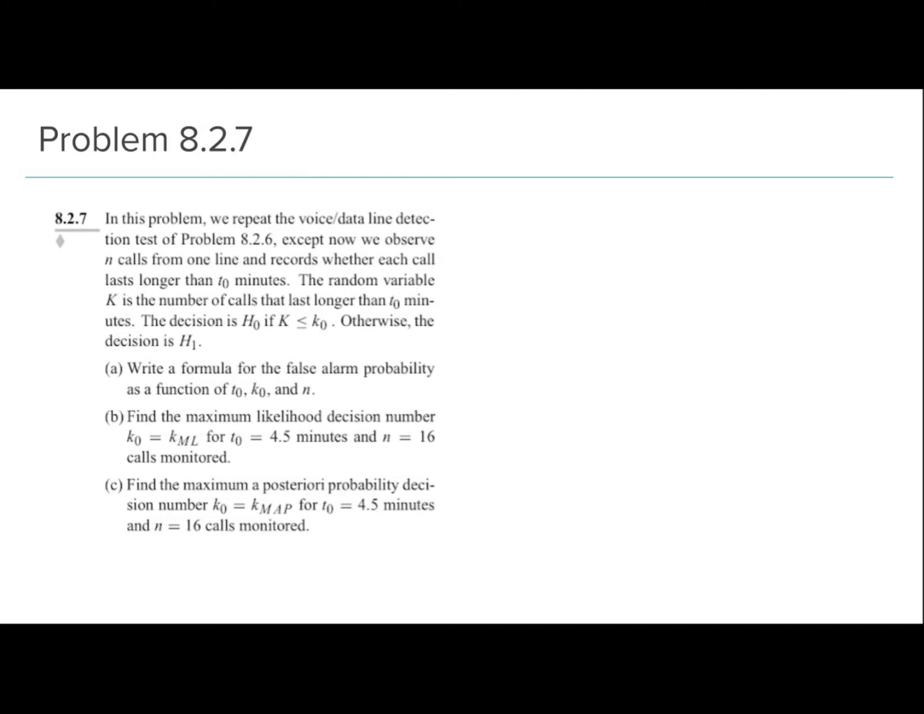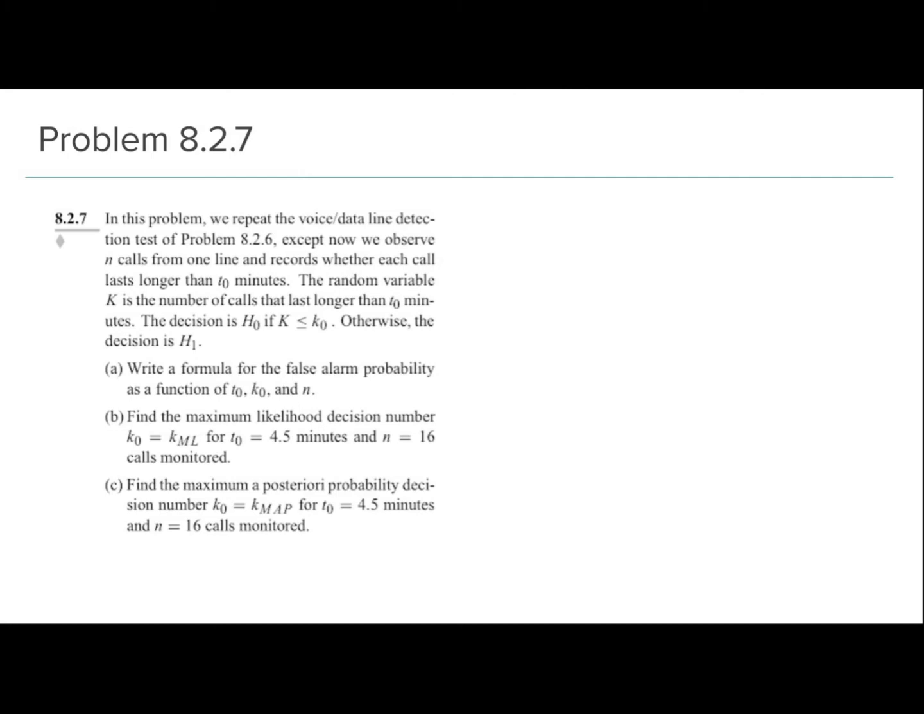A. Write a formula for the false alarm probability as a function of t0, k0, and n. B. Find the maximum likelihood decision number k0 equal to k_ML for t0 equal to 4.5 minutes and n equal to 16 calls monitored. And C. Find the maximum a posteriori probability decision number k0 equal to k_MAP for t0 equal to 4.5 minutes and n equal to 16 calls monitored.